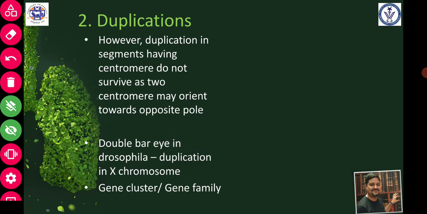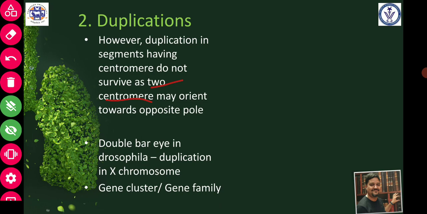A duplication in a segment having the centromere does not survive, as there are two centromeres. Why? If there is duplication at the point where there is a centromere, the resultant chromosome will have two centromeres, and that individual will not survive, because these two centromeres will have a tendency to move towards opposite poles. So if the centromere is doubled, the individual will not survive.